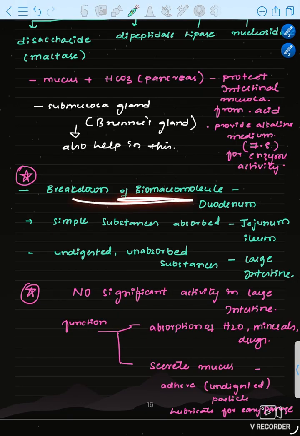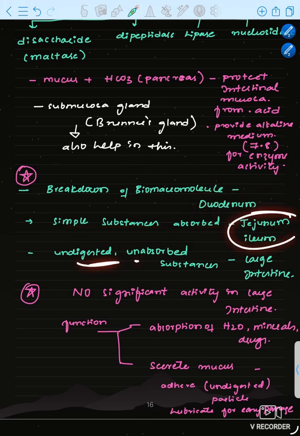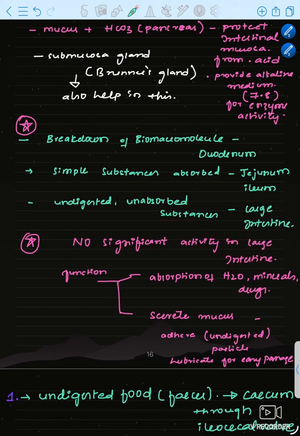Breakdown of biomacromolecules, the major breakdown occurs in the duodenum. Simple substances are absorbed in the jejunum and ileum, which are highly coiled. Undigested and unabsorbed substances will go into the large intestine. The large intestine has no significant digestive activity. Its activity is absorption of some leftover water, minerals, and certain drugs.